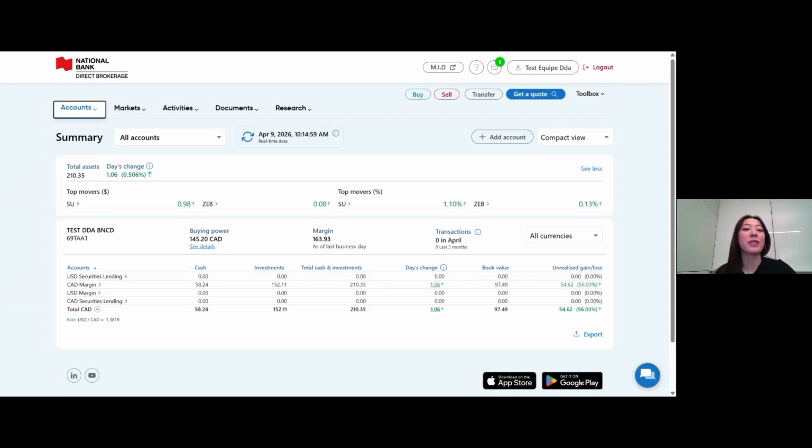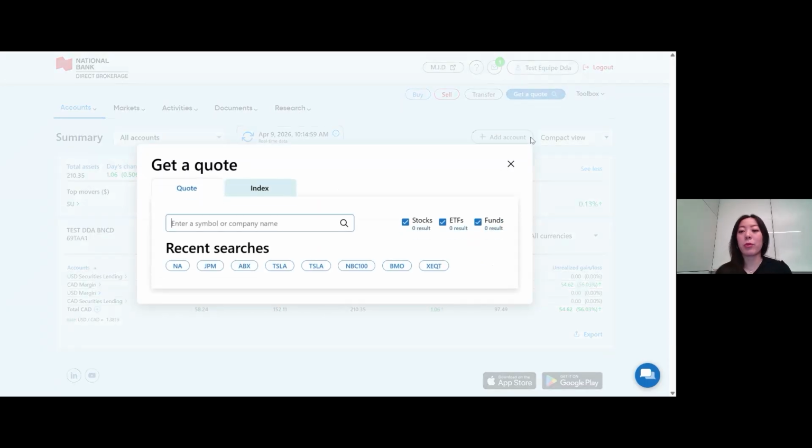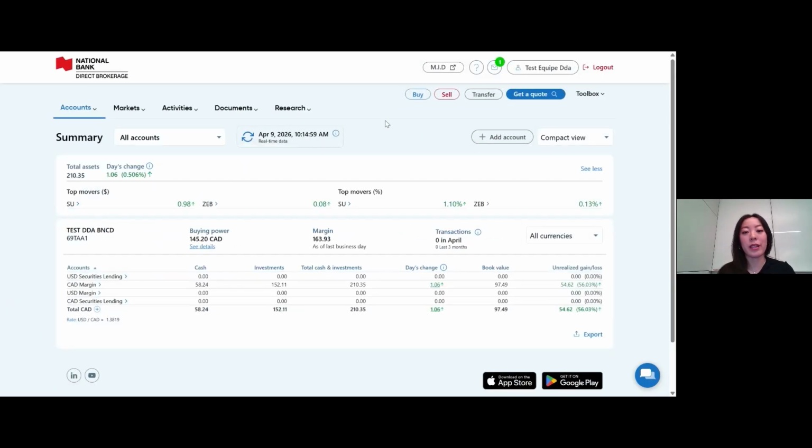So let's actually start off in the NBDB platform. For most of the tools on our platform, they can be found under the Markets tab. But of course, every time you log in, wherever you are on the platform, you'll have your most used buttons on the top right-hand side, such as your order ticket, the transfer button, and you can also pull up a quote once you click on Get a Quote. We'll be spending a lot more time under the Markets tab, so let's actually start off with Trading Central.